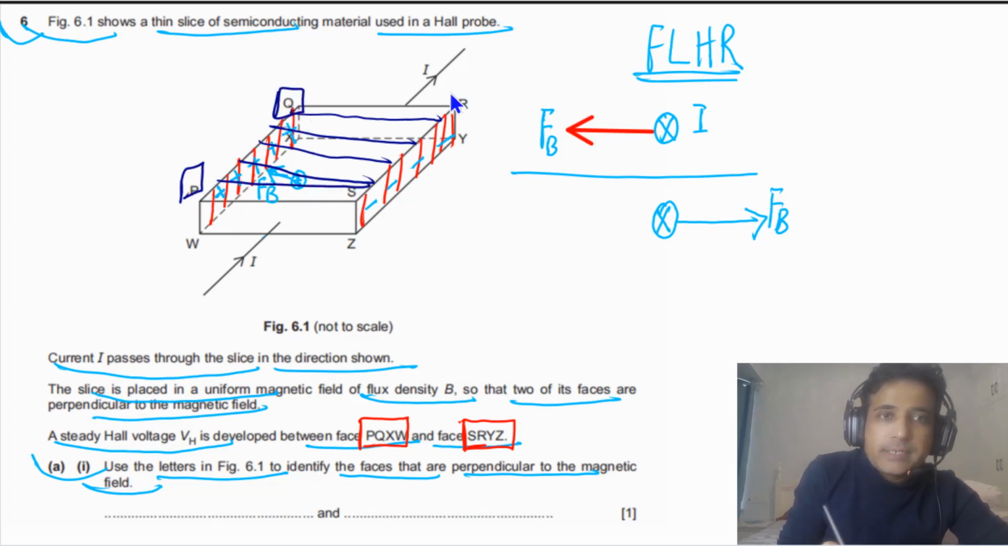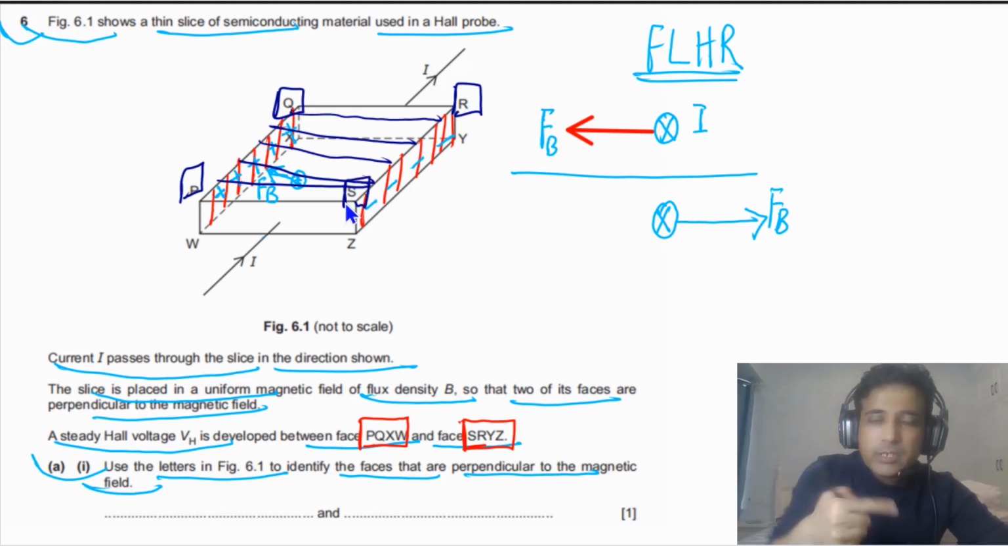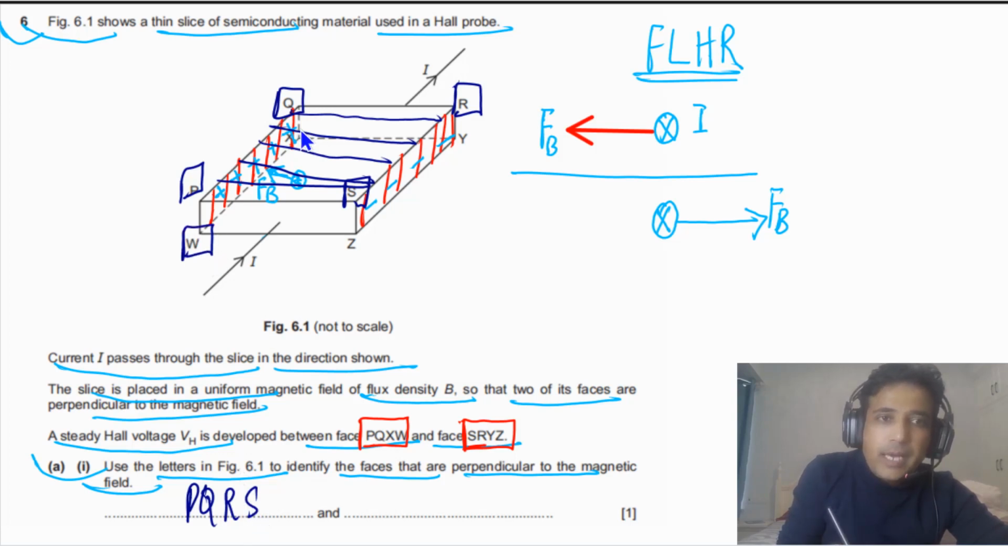PQRS. So the magnetic field is vertically down, or you can say it is pointing vertically up. So it is perpendicular to PQRS. So you can say PQRS and WXYZ. So this is W, this is X, this is Y, Z. So the magnetic field is perpendicular to these two faces.